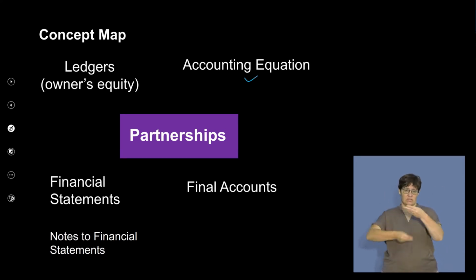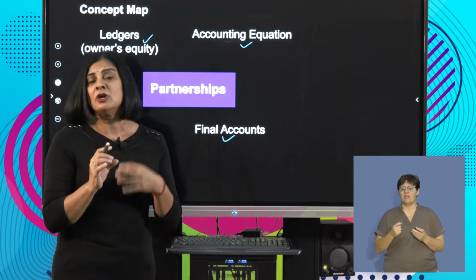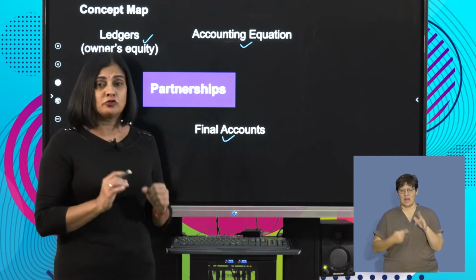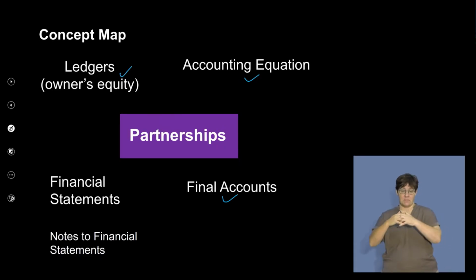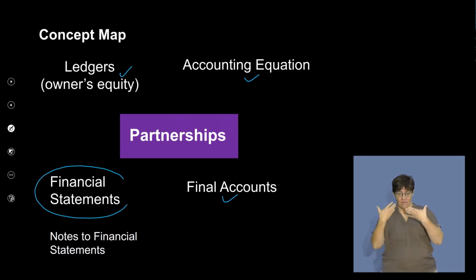Right, so remember guys, looking at the big picture, we've obviously focused on unique transactions. We use the accounting equation for that. We also looked at ledgers as well as final accounts. What happens at the end of a financial statement? What are the final accounts that are drawn up? So in today's lesson, our key focus will be on financial statements, including notes to financial statements.